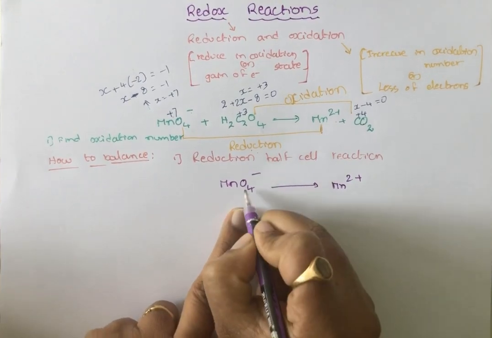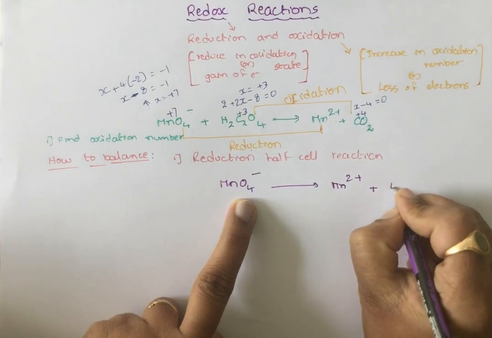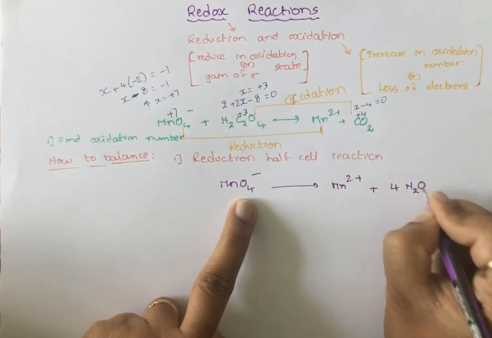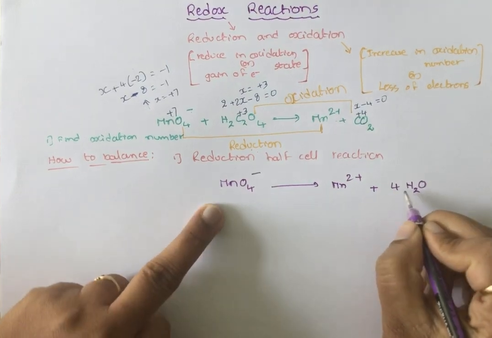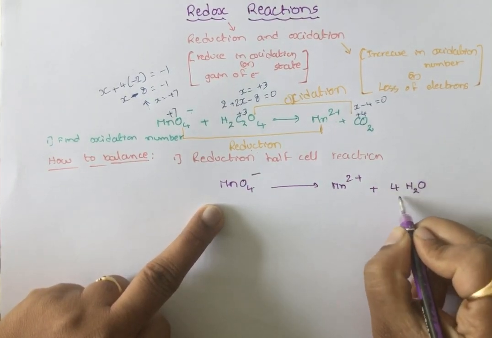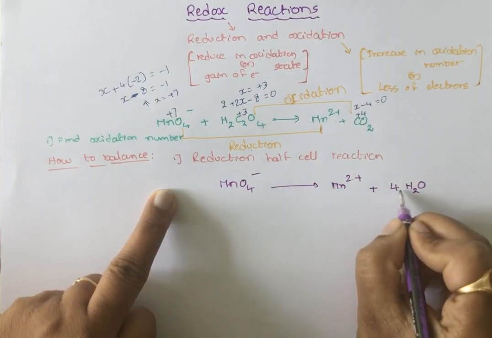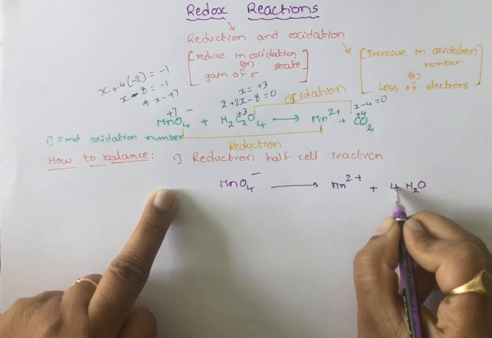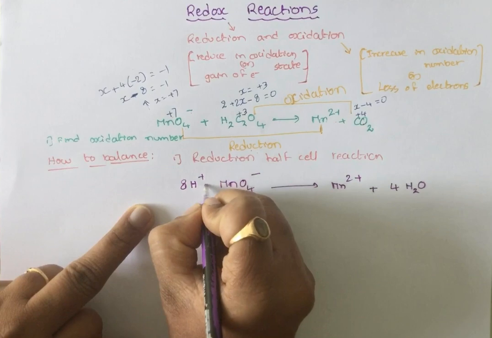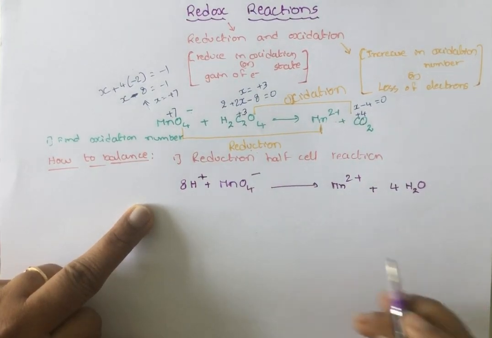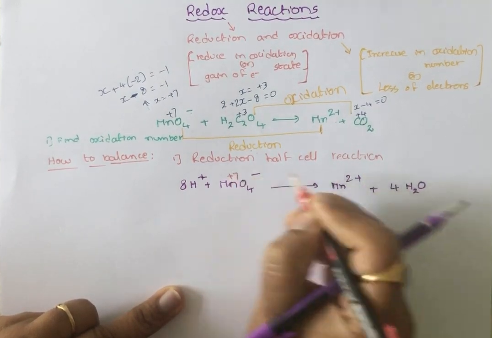Now you see how many oxygens we have in this case. 4 oxygens are there. So you write 4 H2O molecules on the opposite side. Whenever you write 4 H2Os, how many hydrogens do we have in excess? 4 oxygens already are there, but it has to have hydrogens also to form H2O. So how many hydrogens? 4 2's are 8. So you write 8 H+ ions on the opposite side. And what else you have to write? See, here it is in plus 7 oxidation state, and here it is in plus 2.